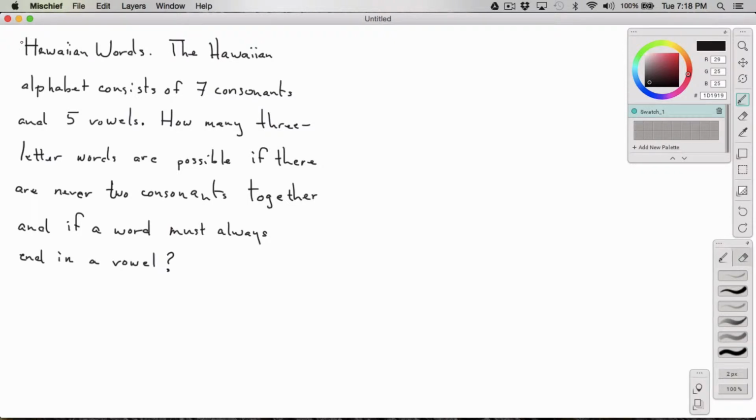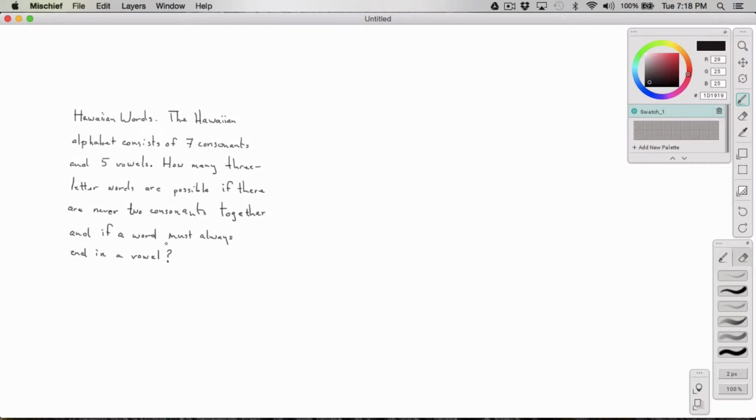Hi, this is Tom, and in this question we're going to answer Hawaiian words. It says, the Hawaiian alphabet consists of 7 consonants and 5 vowels. How many 3-letter words are possible if there are never 2 consonants together and if a word must always end in a vowel? Okay, well let's take a look at what could possibly happen here.